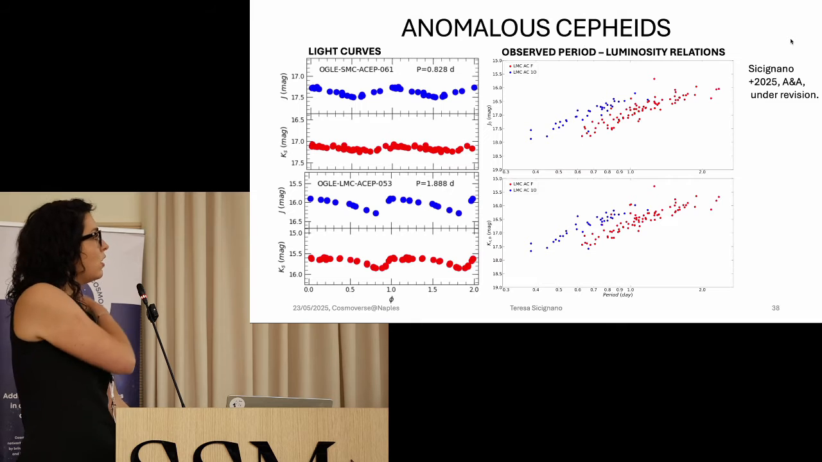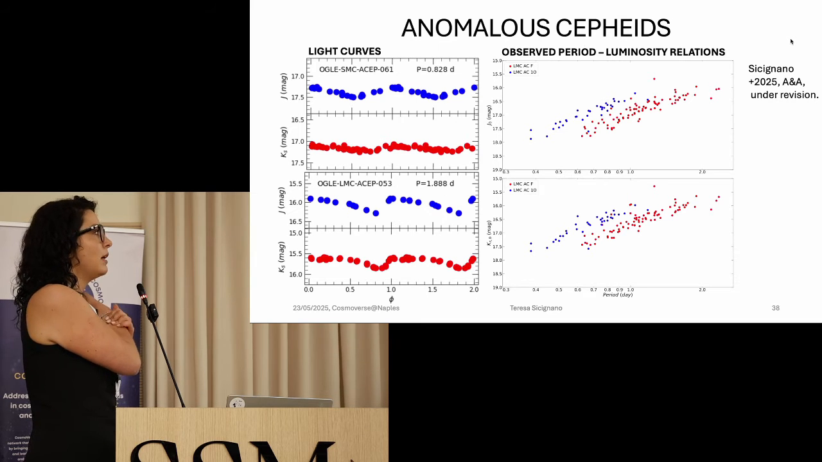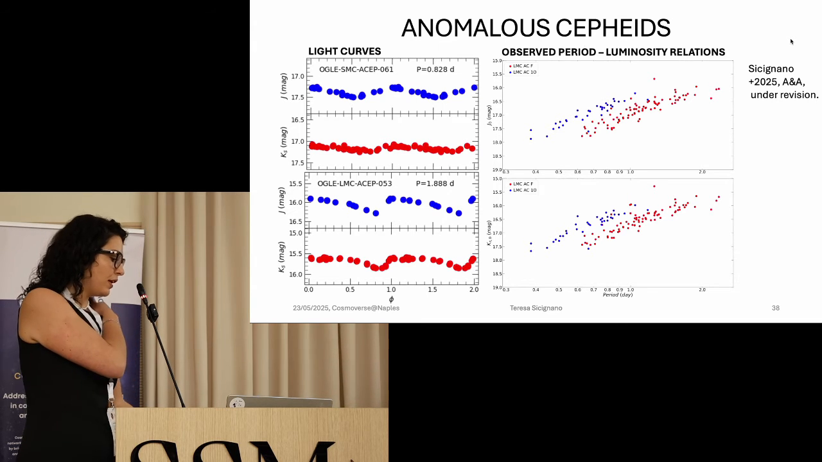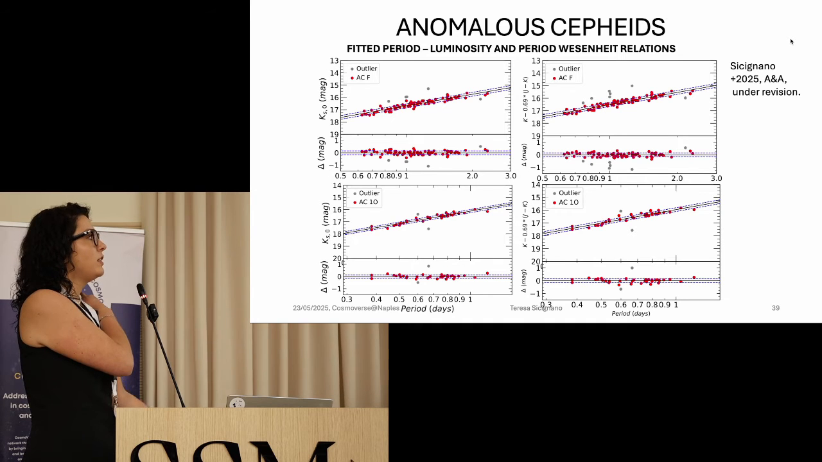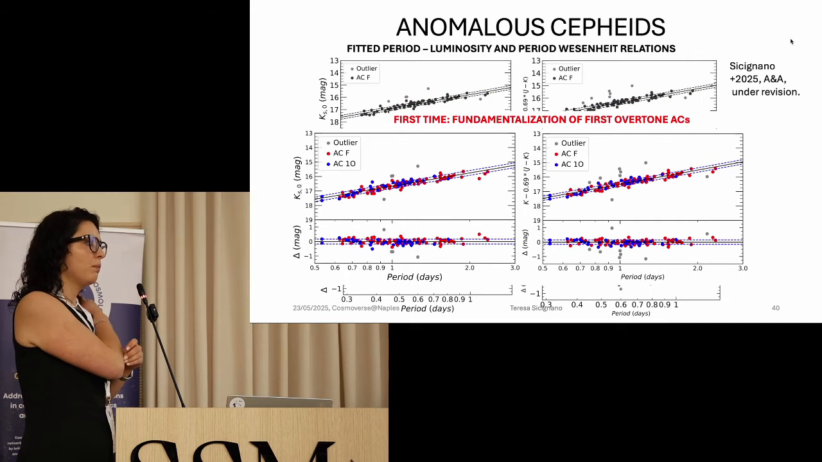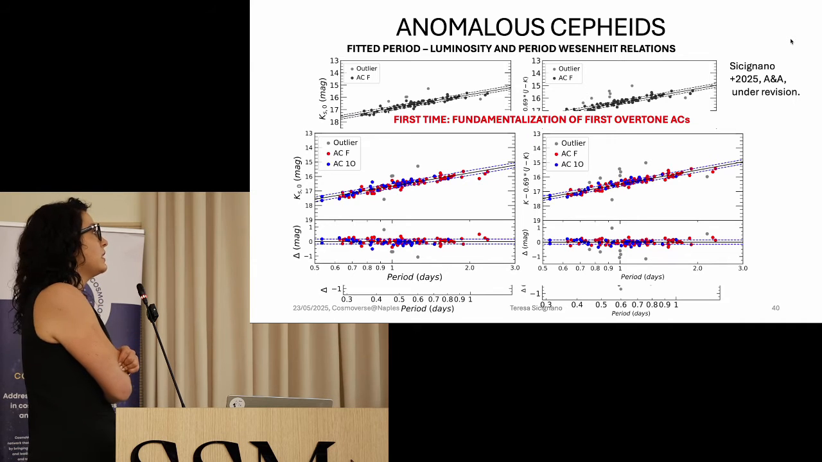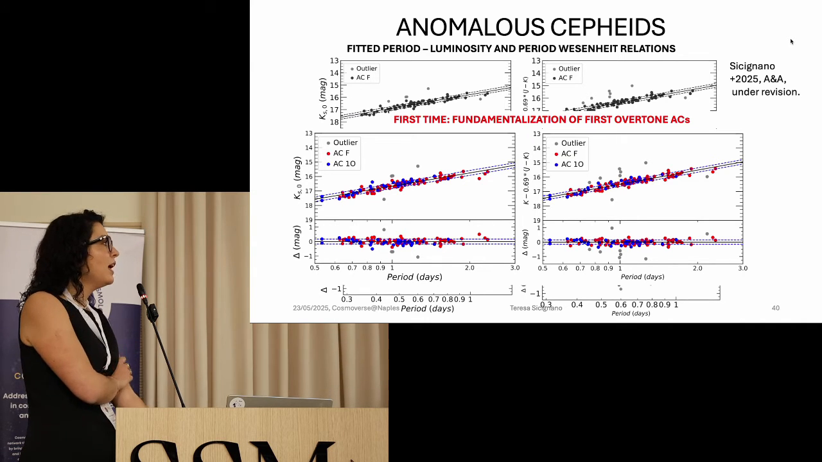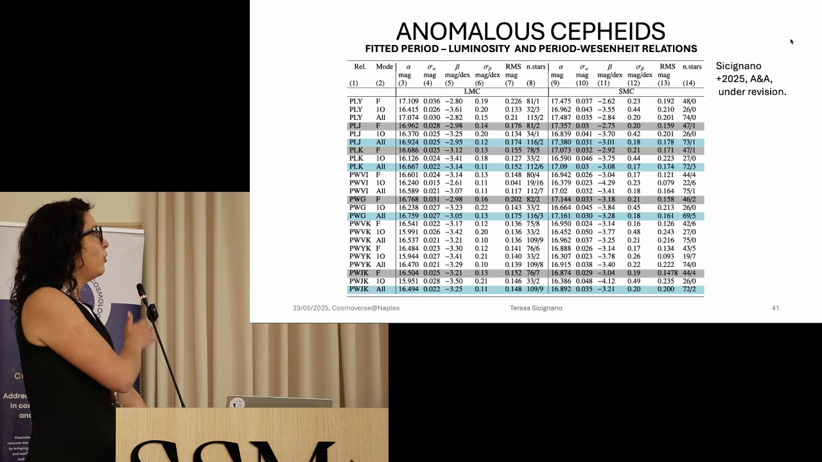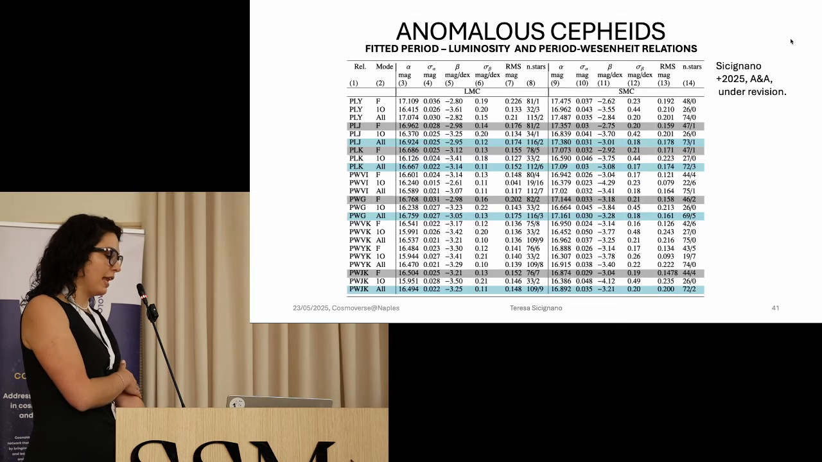In my last work, I started analyzing light curves for anomalous Cepheids. As you can see here, anomalous Cepheids can pulsate both in the fundamental and first overtone, and they follow two different period-luminosity relations. I fitted the two different subsamples, but also for the first time I found a value to fundamentalize the first overtone pulsators for anomalous Cepheids. This means that we can improve the statistics of the period-luminosity relation, and so we presented all these values for the zero point and the slope for the anomalous Cepheids in the LMC.